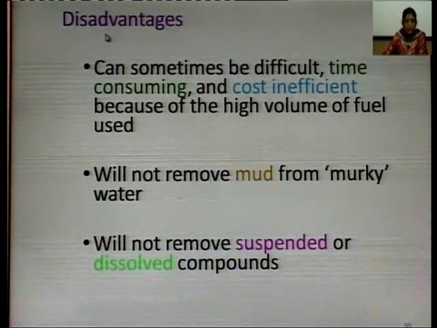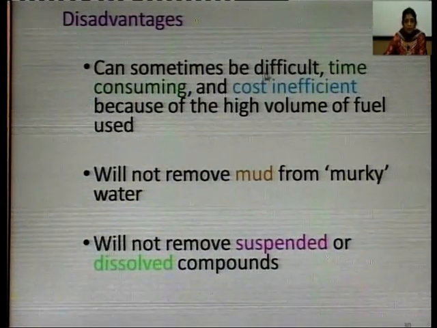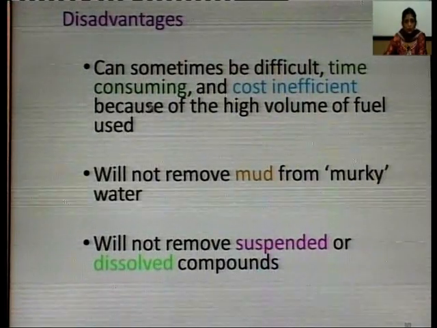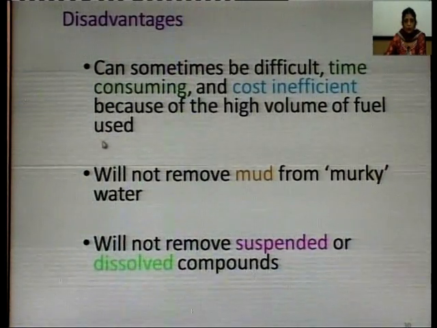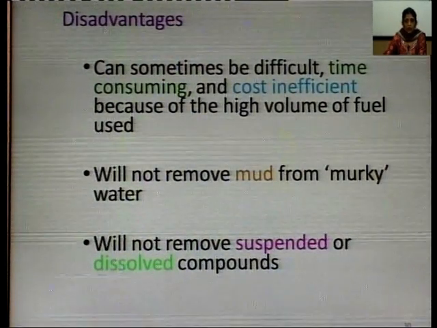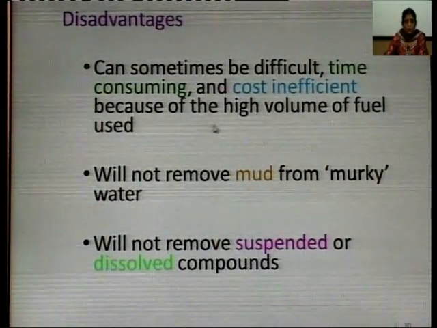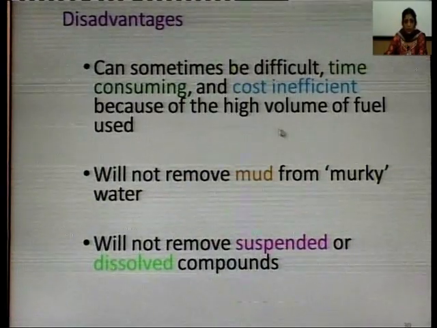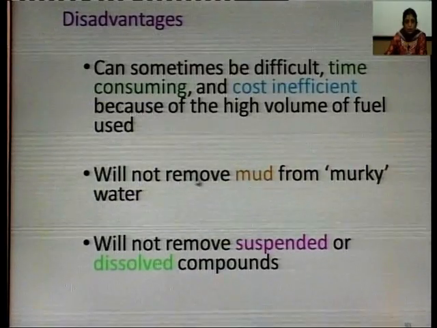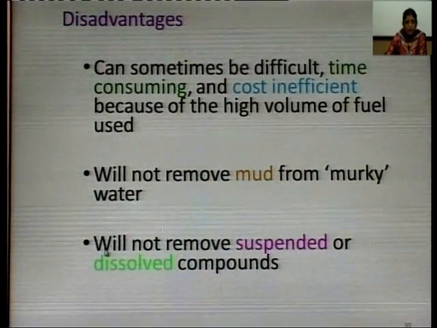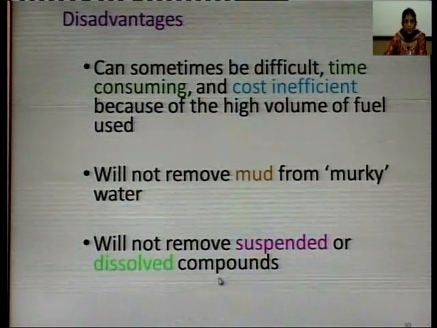However, this method has certain disadvantages also. It can sometimes be difficult, time consuming and cost inefficient because a high volume of fuel is used. If we require boiled water on a large scale, then this method becomes costly, because a large amount of fuel may be required for boiling. It may not remove mud from murky water, and this method cannot remove suspended or dissolved compounds.